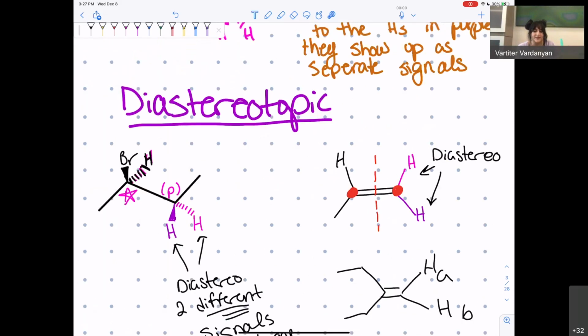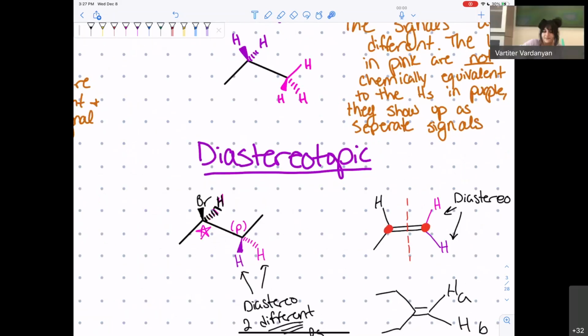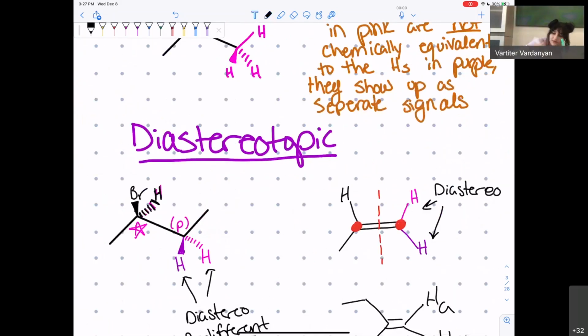All right, so that wraps up counting signals. Questions, comments, concerns? For the one you just mentioned, the hydrogen across the dotted line and the pink hydrogen, what was the relationship? Was it homotopic? Heterotopic. Good question. I will write that in for you. So these two are heterotopic.